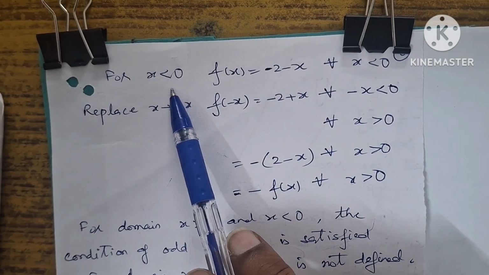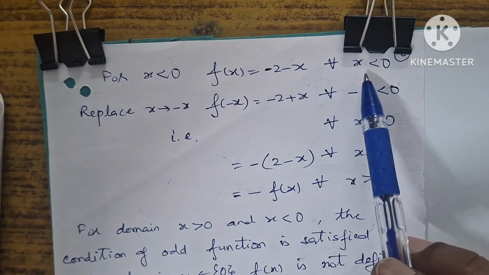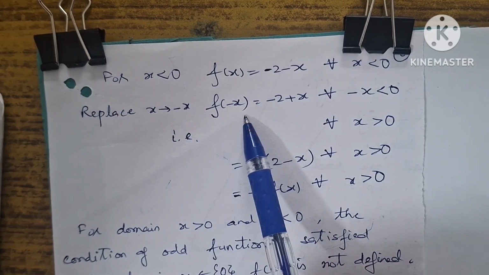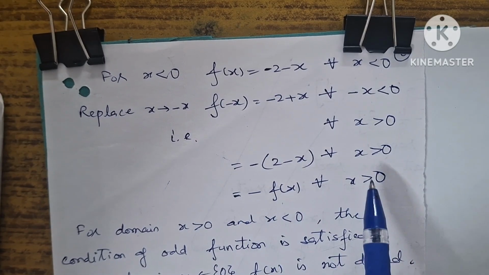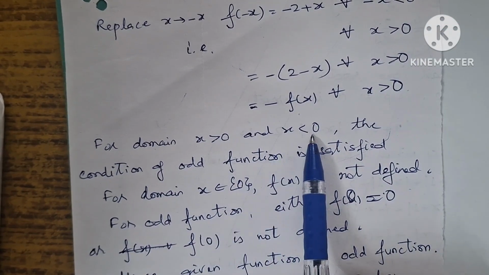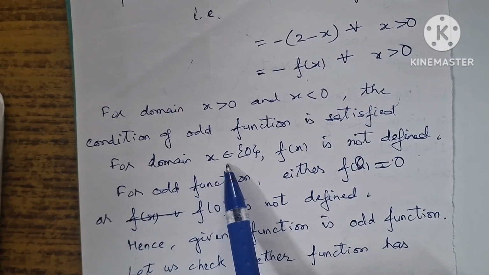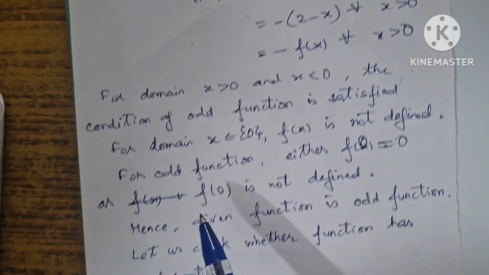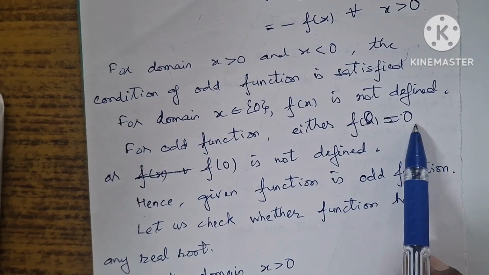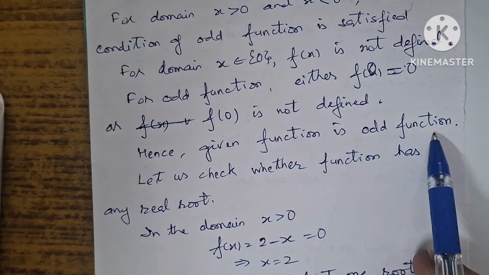Similarly, for x less than 0, f(x) is equal to minus 2 minus x. Replace x by minus x, f(-x) becomes minus f(x) again for x greater than 0. For domain x greater than 0 and x less than 0, the condition of odd function is satisfied. For x equals 0, f(x) is not defined. For an odd function, we know that either f(0) is equal to 0 or f(0) is not defined. Hence the given function is an odd function.